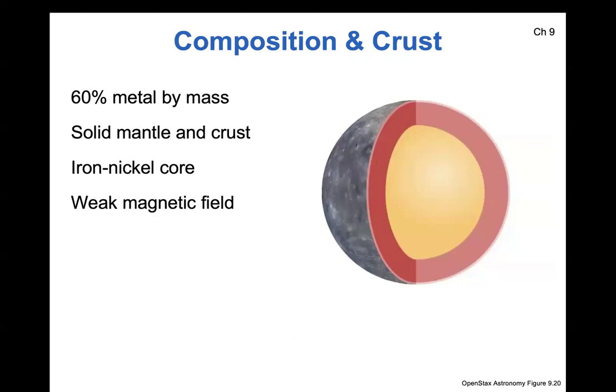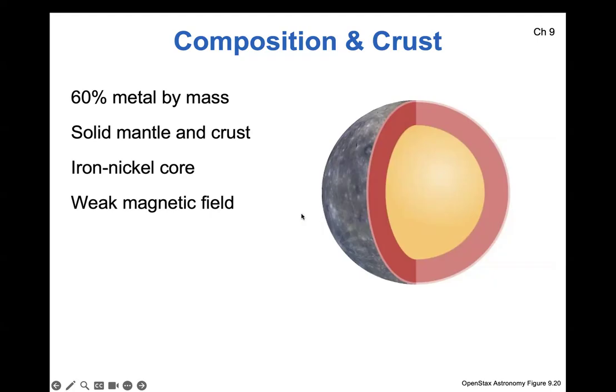The composition is unusual in that the core is proportionally so big, which ties in nicely with what I said about much of the outer layers having disappeared over the billions of years since Mercury coalesced in its current orbit. Okay, it's 60% metal. It has a solid mantle and crust, an iron nickel core, and a very weak magnetic field. So pretty much nothing significant.